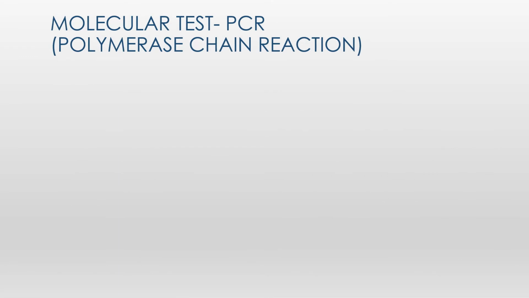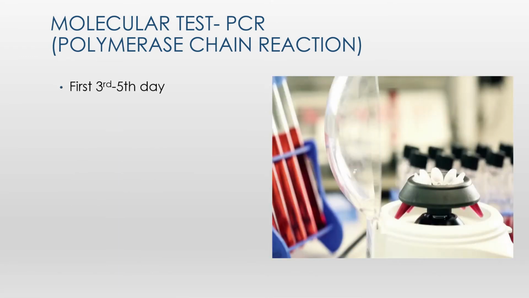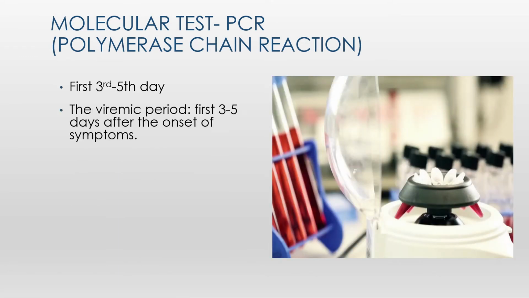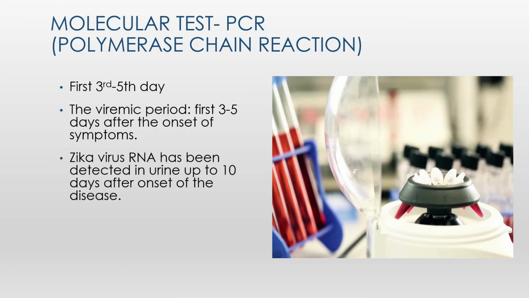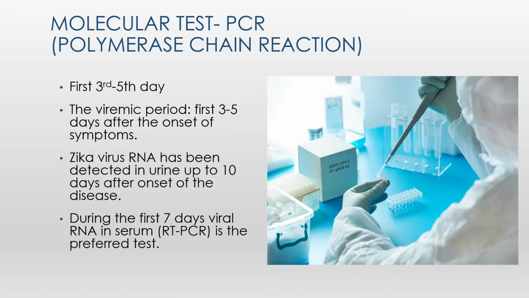PCR stands for polymerase chain reaction. It is done to detect nucleic acid, that is DNA or RNA of the virus. For samples like serum or plasma, it is usually done on the 1st, 3rd to 5th day because it is in the viremic period. But for urine, it can be done up to 10 days after onset of disease. So always remember, the best time for PCR testing is the first week.